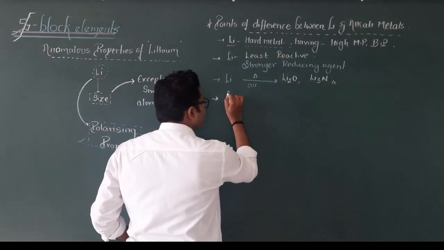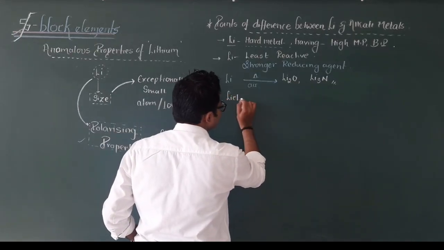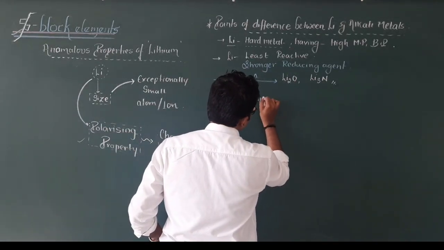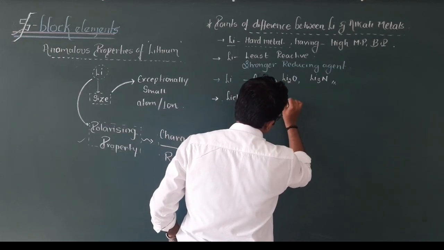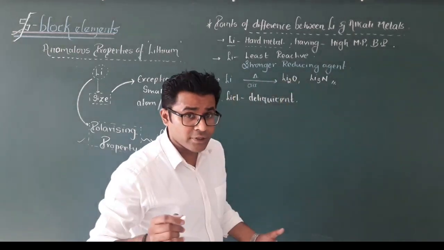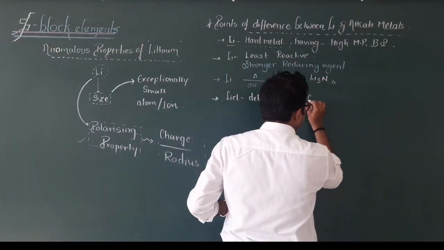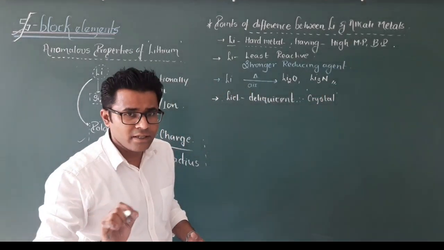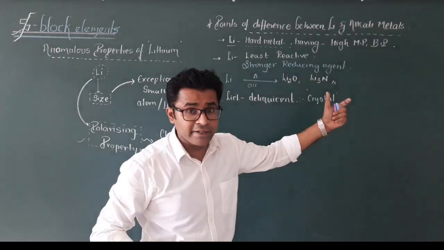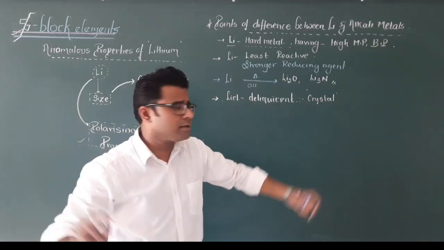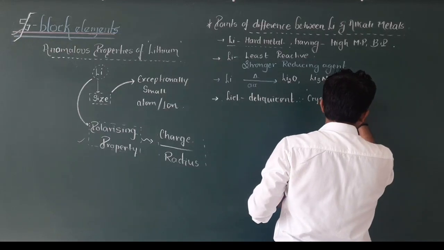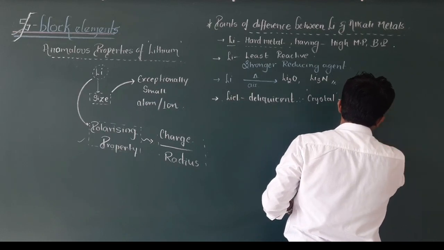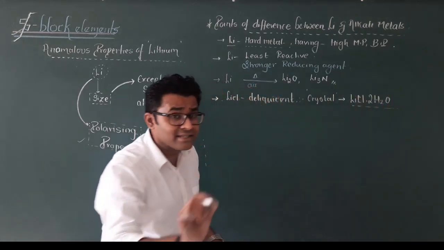When we take a look into lithium chloride, it is deliquescent in nature. The crystals that form have very high hydration enthalpies, due to which it always remains hydrated. It forms from a hydrated solution, and we get it in the form of lithium chloride dot 2H2O. This is how lithium chloride exists.